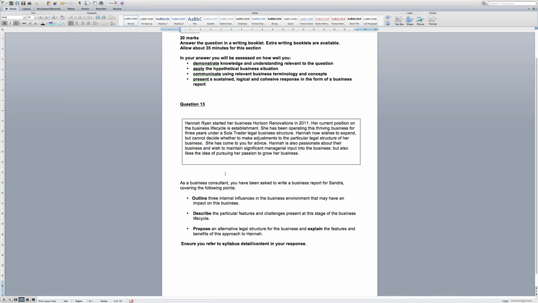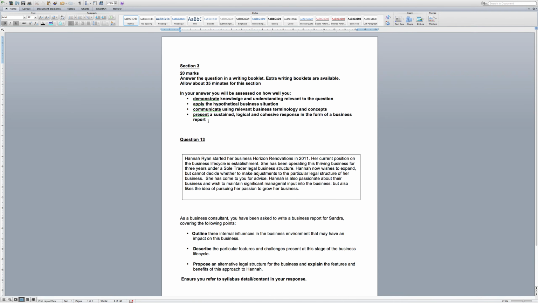So the first thing you need to look at, of course, is this area up here, which is essentially your marking criteria. This is what we're looking for when we mark this part of the paper. The first thing is demonstrate knowledge and understanding relevant to the question. That really means, do you actually understand the syllabus content, and are you able to put in the correct syllabus content that answers the question?